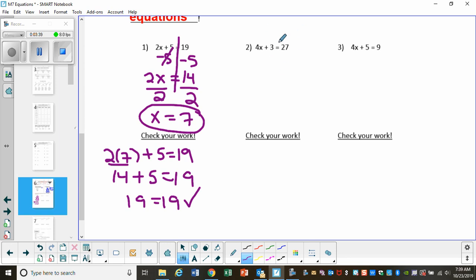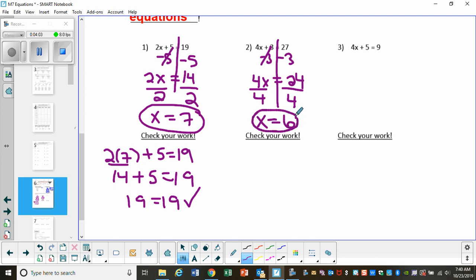All right, let's look at the next one. We drop the bar. 4x plus 3 equals 27. The constant's positive 3, so we're going to subtract 3 on each side. These go away. 27 minus 3 is 24. And now it's a one-step equation. 4 times x equals 24. So we're going to divide each side by 4 because that's the opposite. And we find that x equals 6.